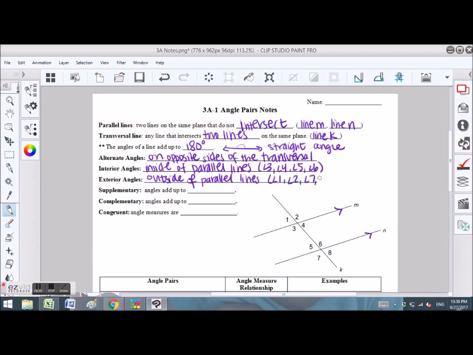So if two angles are supplementary, that means they add up to 180 degrees. If they're complementary, that means they add up to 90 degrees. And if they're congruent, that means their angle measures are identical. Or in other words, they're exactly the same.